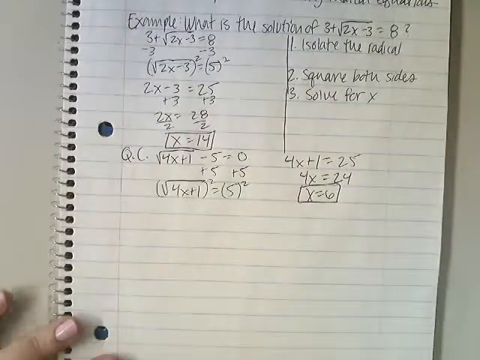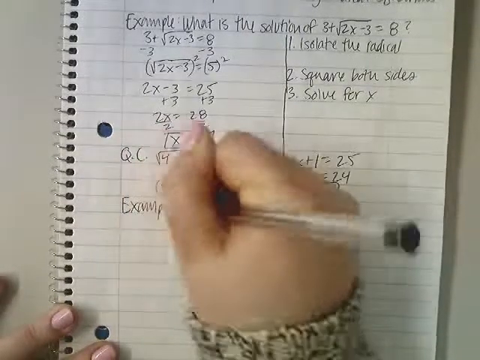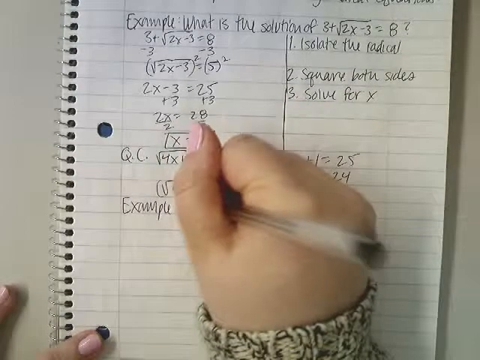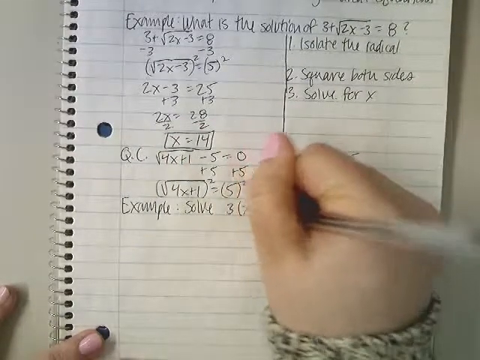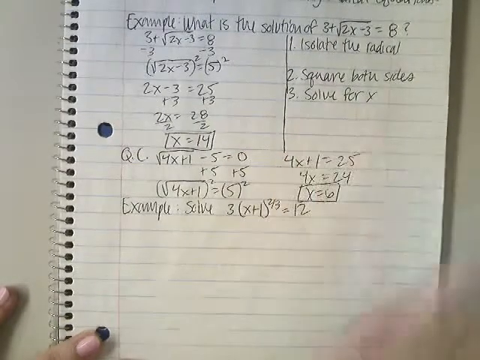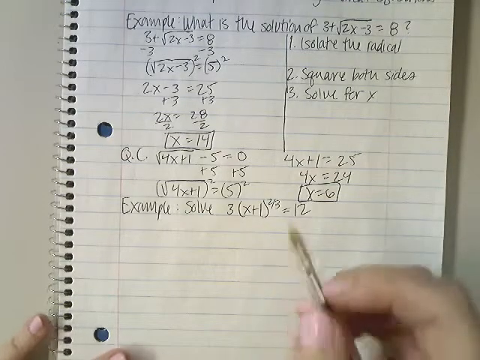Now on to our next example. So not all of them are just going to be square root symbols. Since we've worked with rational exponents, we can have problems that involve those as well. So now we're going to solve one that is 3 times (x plus 1) to the 2/3 equals 12. And just so you know, I'm going to go on the second page for the last part of this, but follow along with this first part.